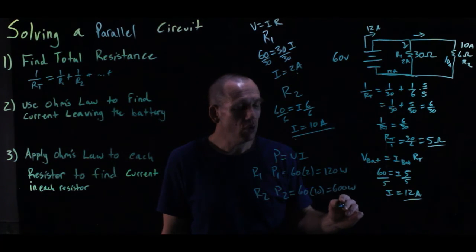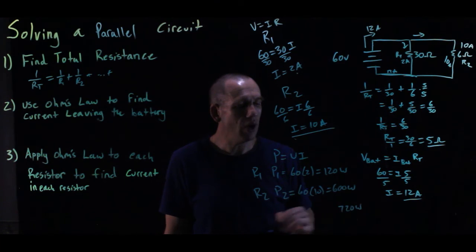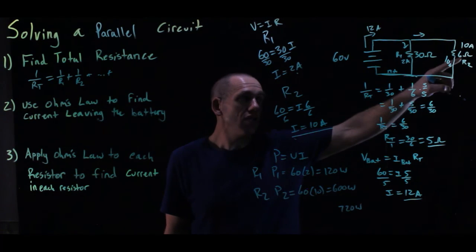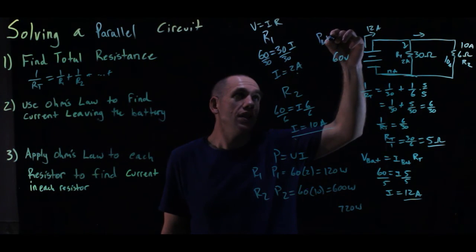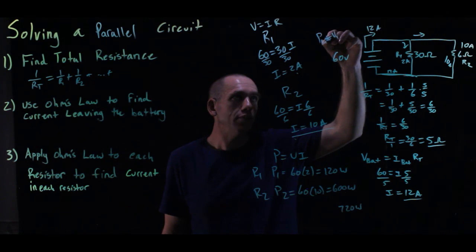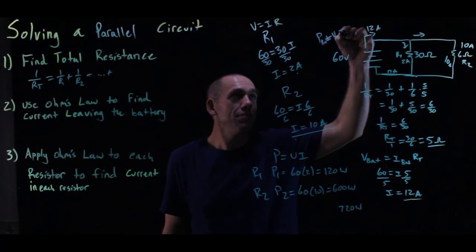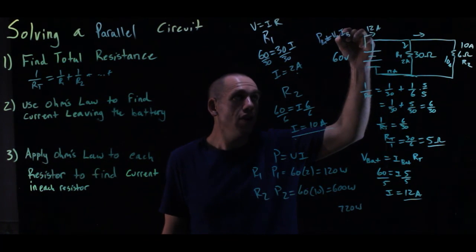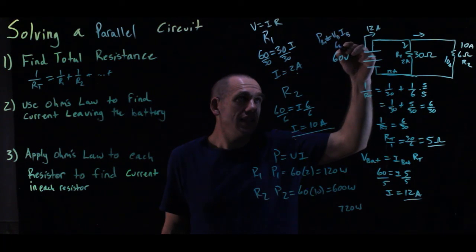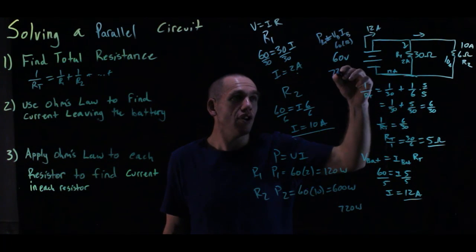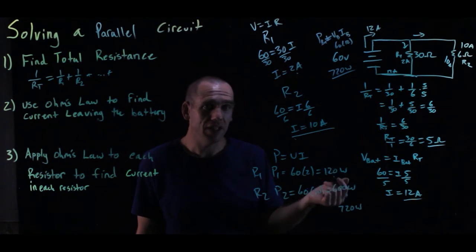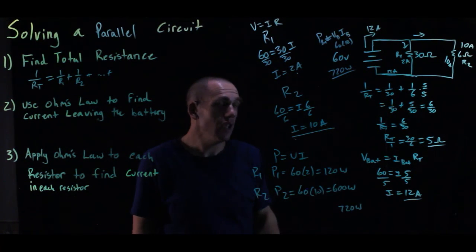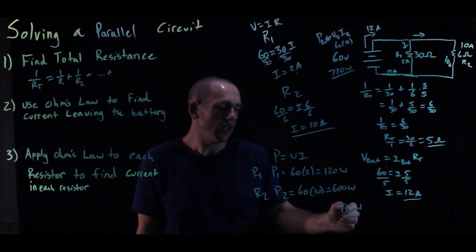That gets me a total of 720 watts dissipated in that circuit, which better mean the battery is producing 720 watts. Well, the power of the battery would be equal to the voltage of the battery times the current delivered by the battery, which is 60 times 12, which is 720 watts. So it does check out. Power is being consumed at the same rate as it's being produced. Energy is conserved. Everything there looks good.